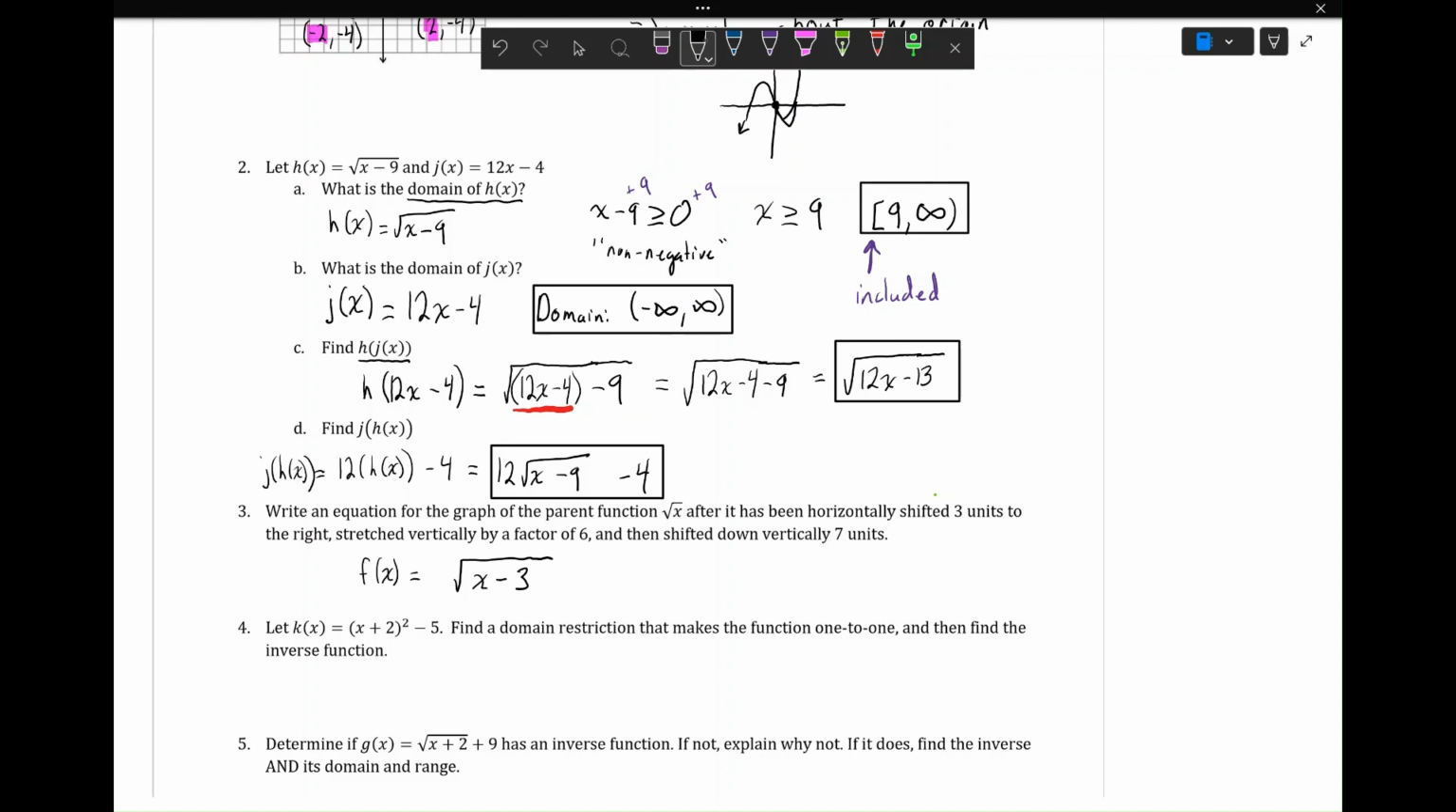We now need to stretch vertically by a factor of 6. That works exactly how we think it should because I'm just modifying the y values. So I multiply by a 6 out in front. Shifted down vertically 7 units is a minus 7. And that's our answer.